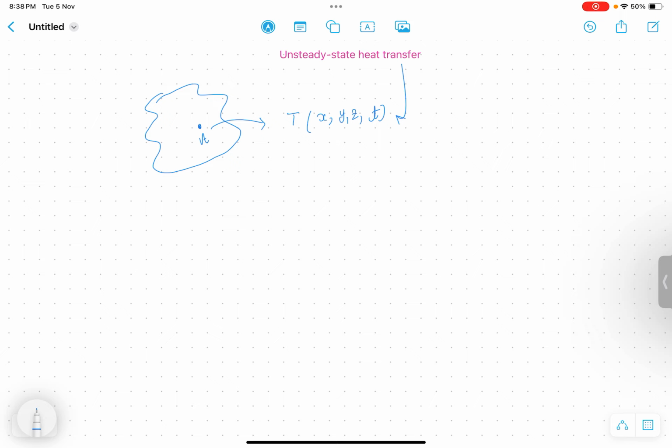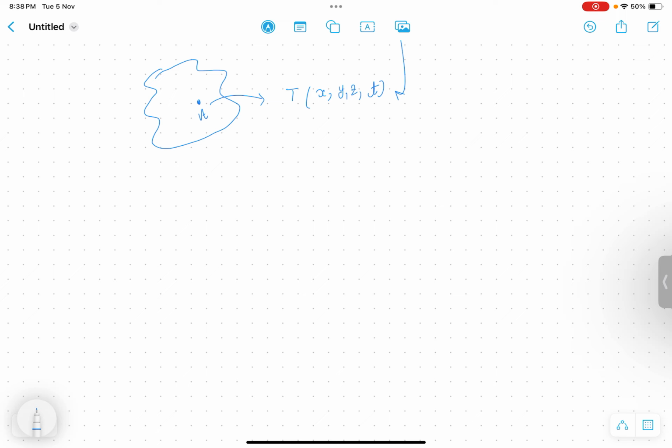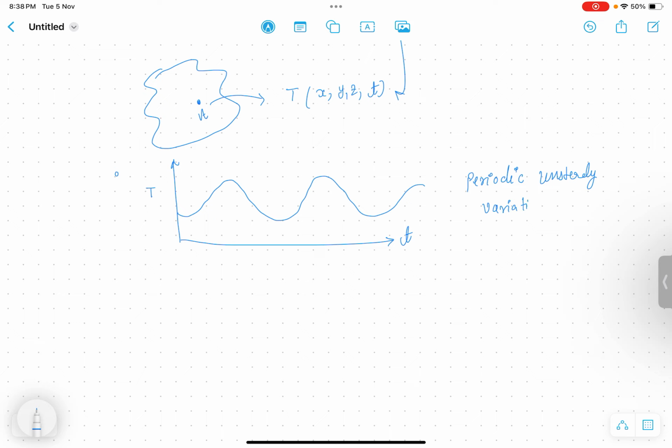If the temperature variation repeats with respect to time in the body, then it is called periodic unsteady state variation, right?